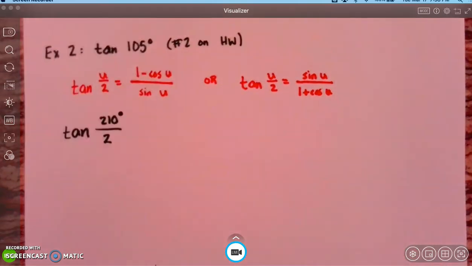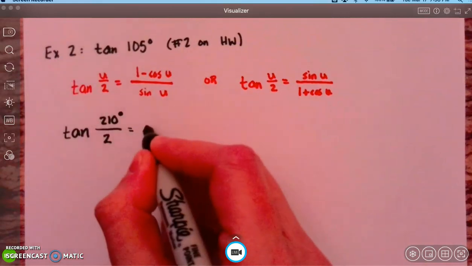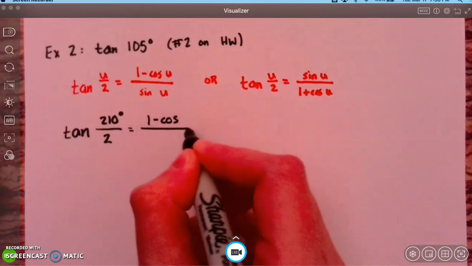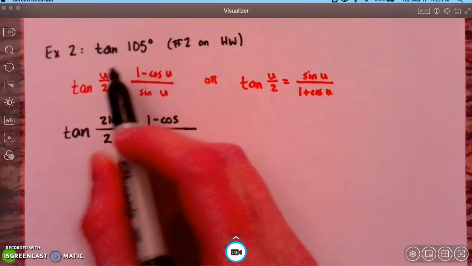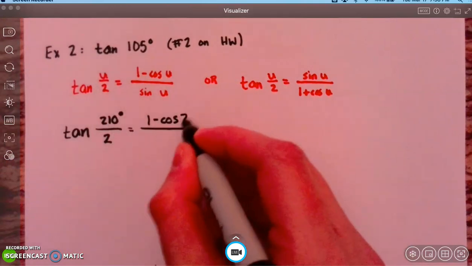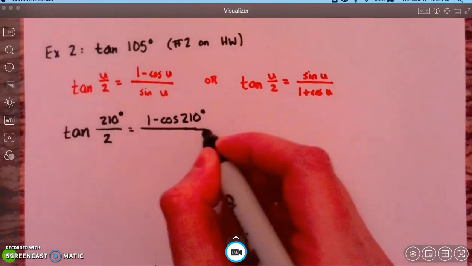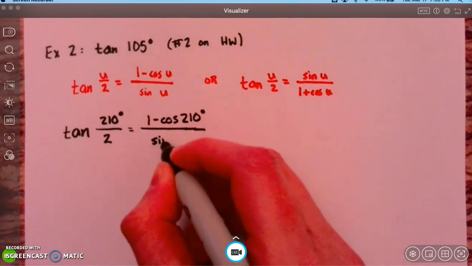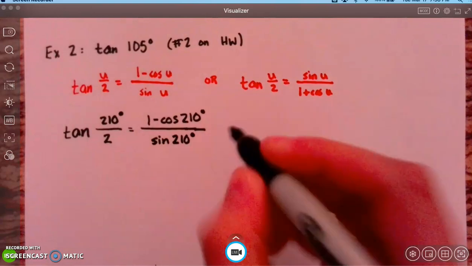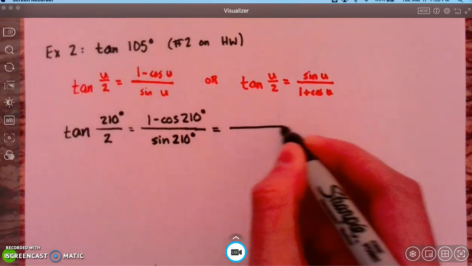So let's go ahead and start plugging in. So we have in the numerator 1 minus cosine of u. So u is going to be the angle that you plugged in to this numerator, which is 210 degrees. In the denominator, we have sine of u again, so that's 210 again. Now let's go ahead and start plugging in our values.